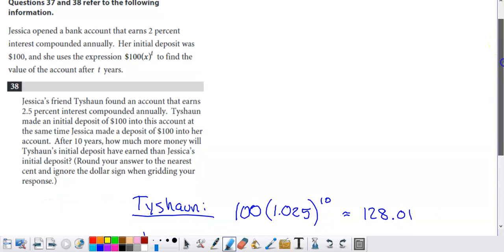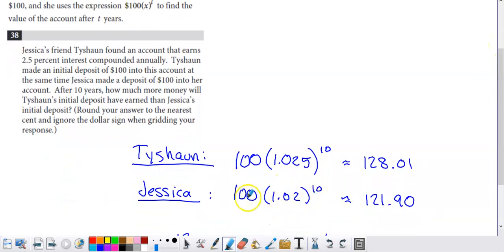Okay, so we already kind of discussed Jessica's formula. Whenever we did 37, we figured out that in order for Jessica to have this expression work to determine how much money she has after T years, X is going to have to be 1.02. So after 10 years, Jessica's amount in the account is going to be $121.90.